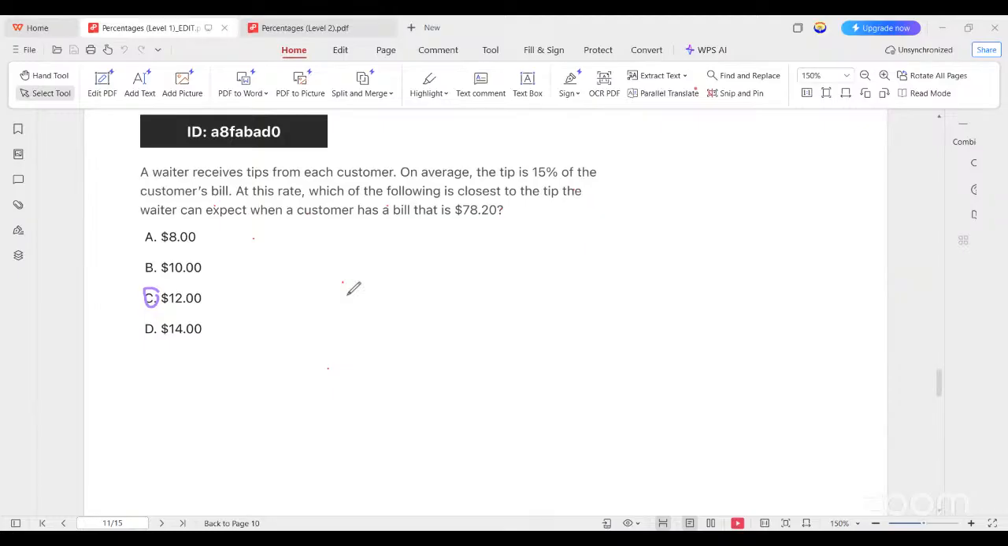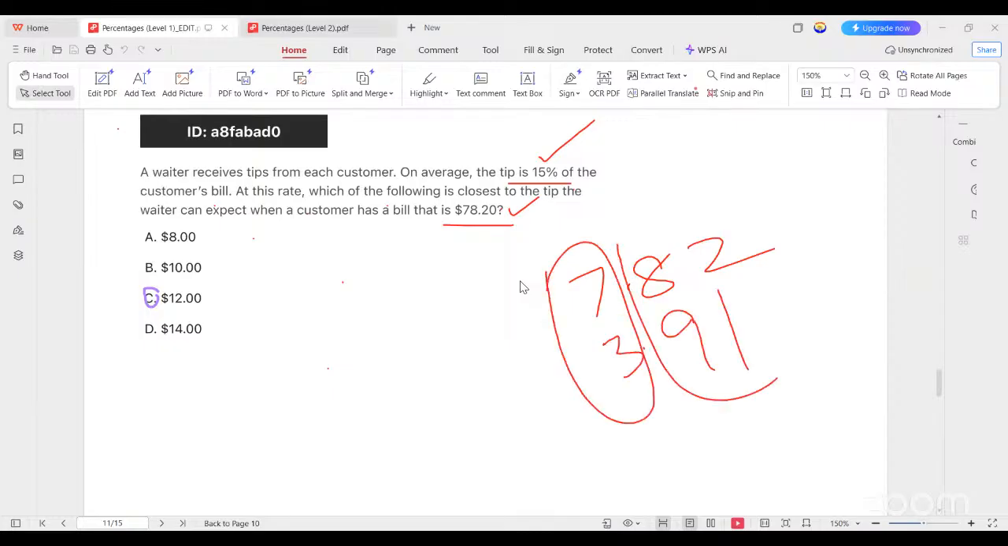Yeah, you can explain. You just do 78.20 times 0.15. That's 15%. So by logic also, 10% is 7.82 and again 5% is 3.91.